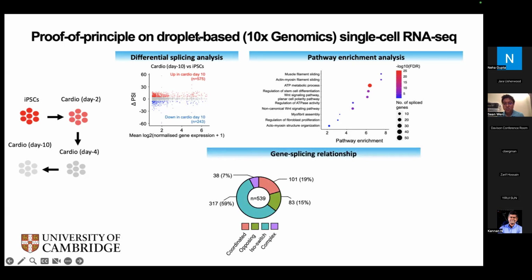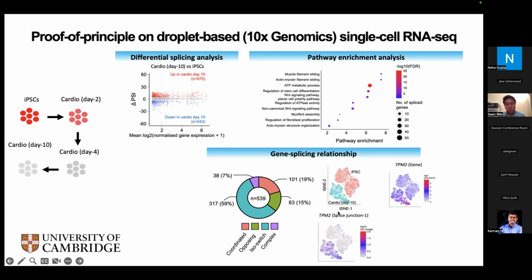And of course, we would also like to look into the gene splicing and expression relationship. Over here, for example, if you look at the TPM2 gene, you will see that its expression is quite similar between the cardiomyocytes at day 10 and the stem cells. Whereas, if you look at splice junction number 1 of the TPM2 gene, it is upregulated in the cardiomyocytes day 10, but downregulated in the stem cells. For splice junction number 2 of the TPM2 gene, it is upregulated in the stem cells, but downregulated in the cardiomyocytes. So again, the message here is to show that there are certain isoform expressions that are differentially expressed between groups of cells that can only be detected at the isoform level, but not at the gene level.